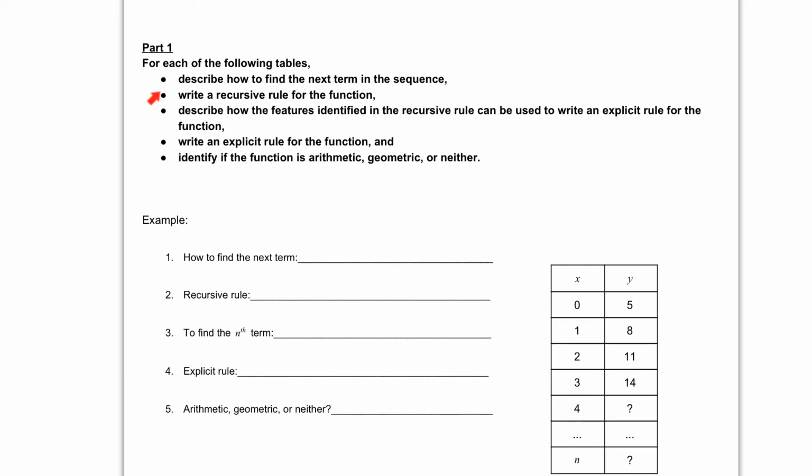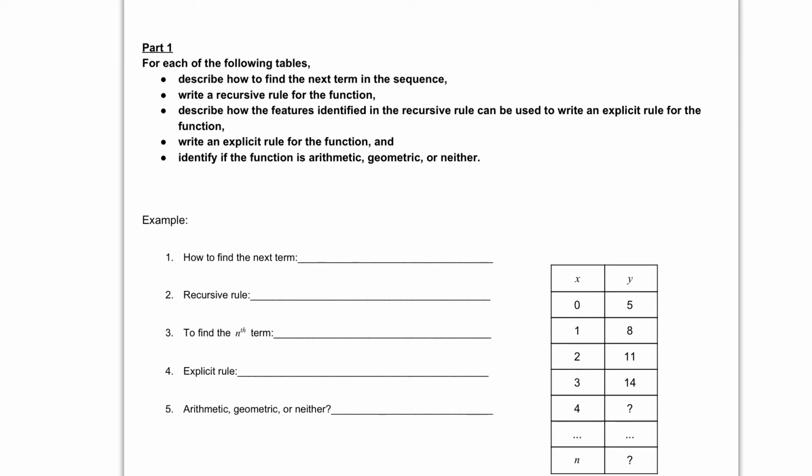In part 1, we are asked for each of the following tables, describe how to find the next term in the sequence, write a recursive rule for the function, describe how the features identified in the recursive rule can be used to write an explicit rule for the function, write an explicit rule for the function, and identify if the function is arithmetic, geometric, or neither.